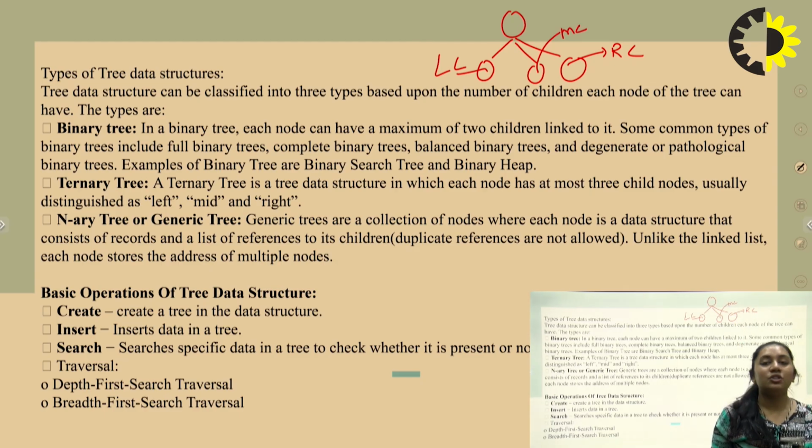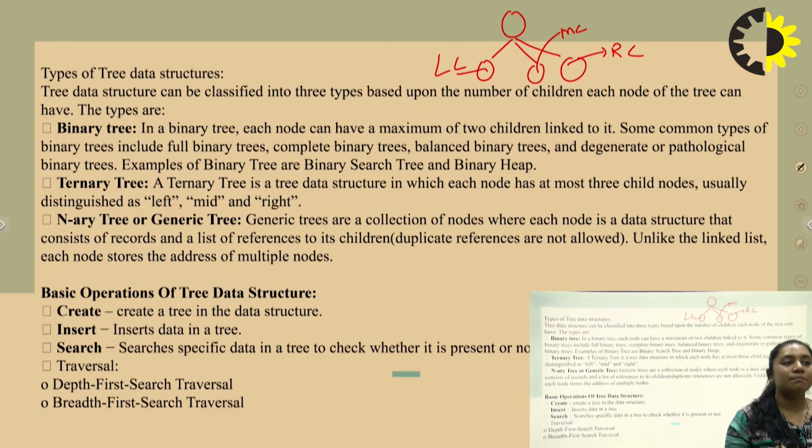Next we have the generic tree or N-ary tree. A generic tree is a collection of nodes that can be represented between the nodes. Each node in the data structure consists of a list of records or references to its children, and it does not allow any duplicacy in the generic tree structure, right? So each node can be stored multiple times.